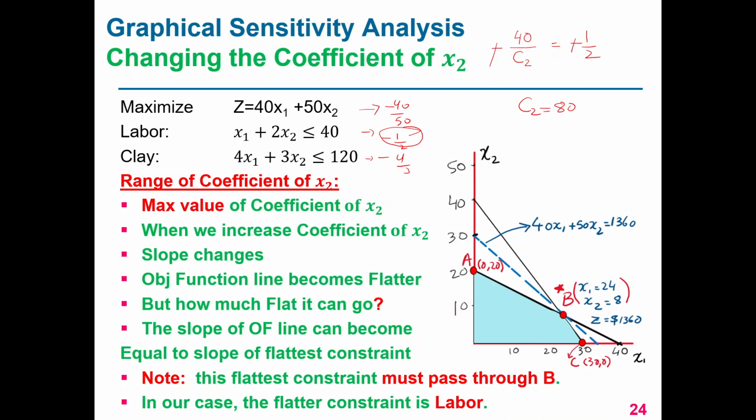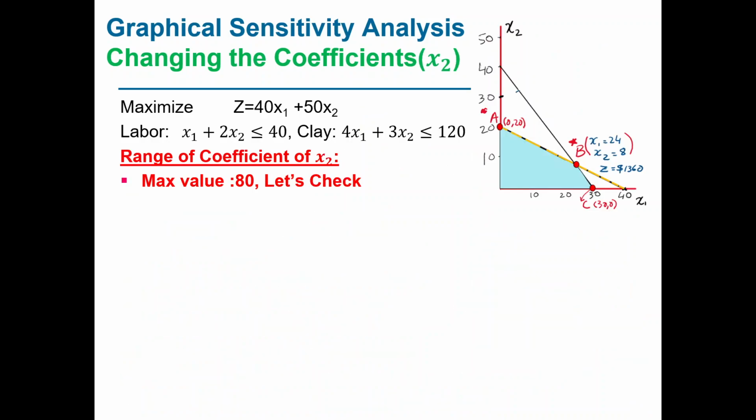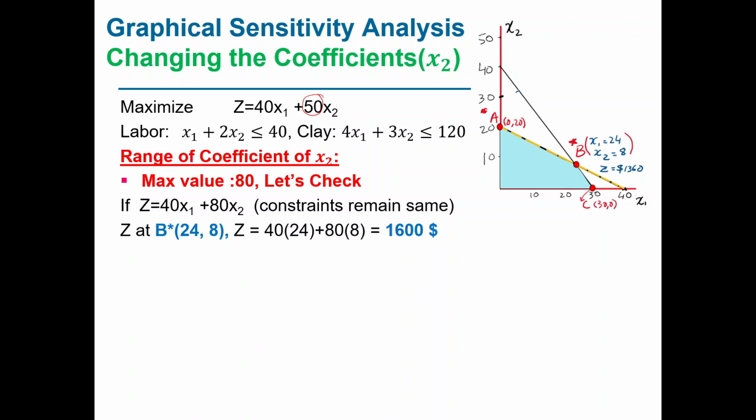So what we find here is that the coefficient of x2 can at max take a value of 80, and point B will still remain an optimal point, and another point would become optimal along with B. So let's check it again. Maximum value of 80. Now if I replace the original coefficient 50 of x2 with 80, and I find the profit at points A, B, and C.